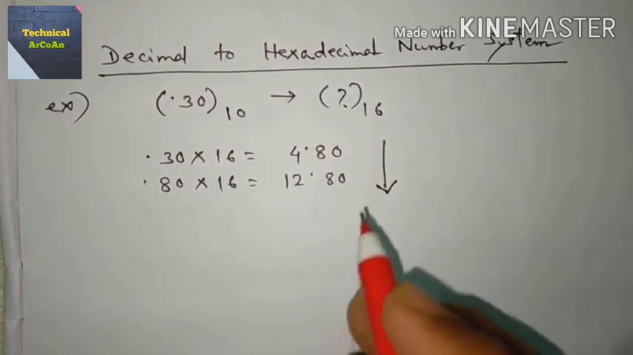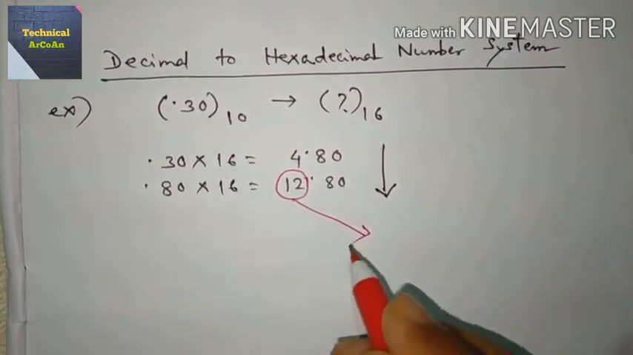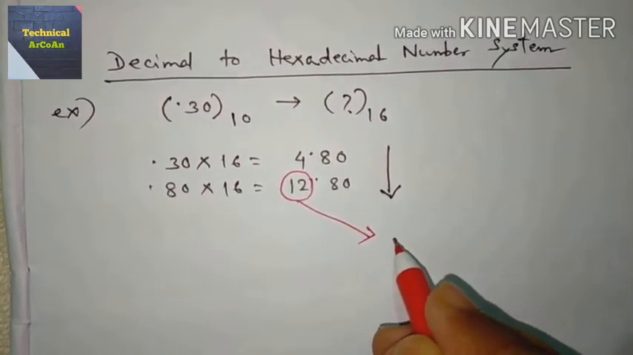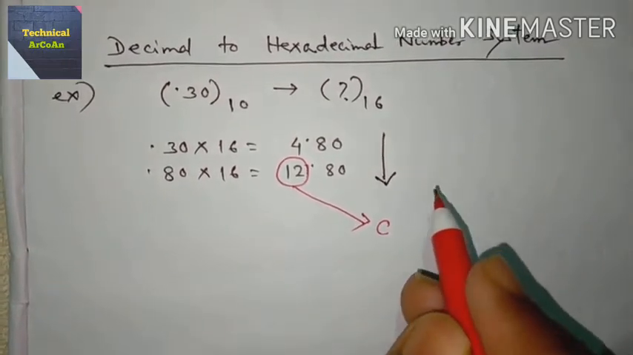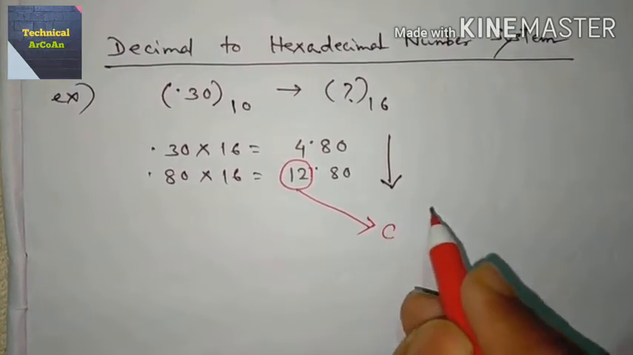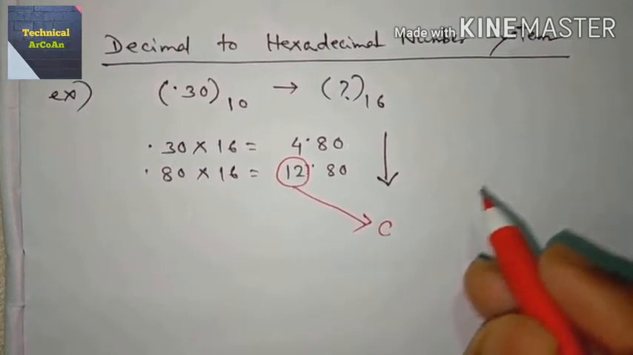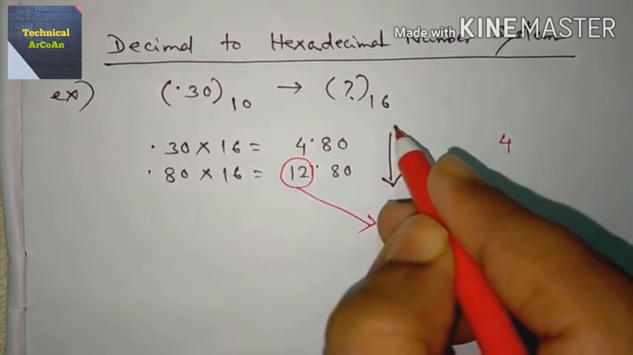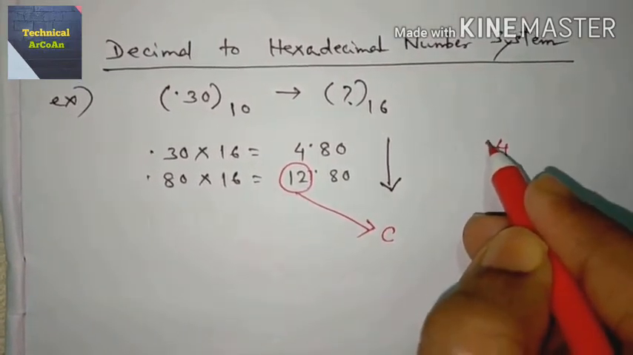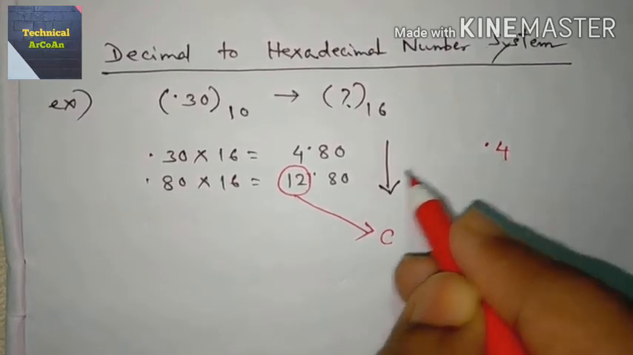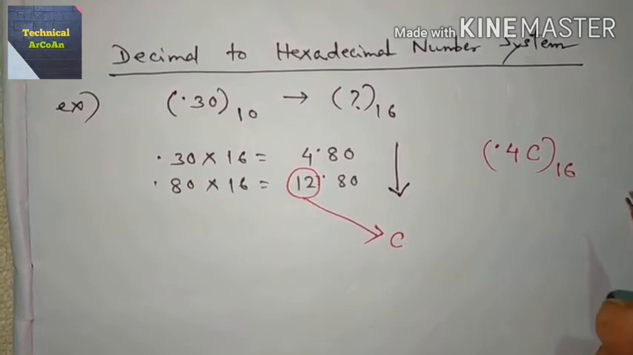Before writing the result, there is a 12. We know hexadecimal 12 means C. Okay, meaning 10 is A, 11 is B, and 12 is C. So 12 will be represented as C. So the result will be the same thing: from top to bottom, take the whole numbers. First put the point, then write 4, then write C, and give the base 16.